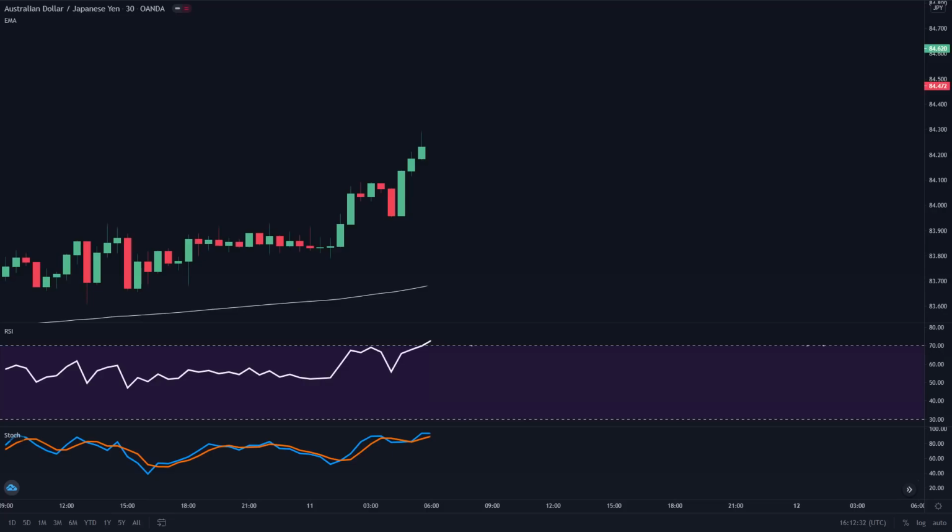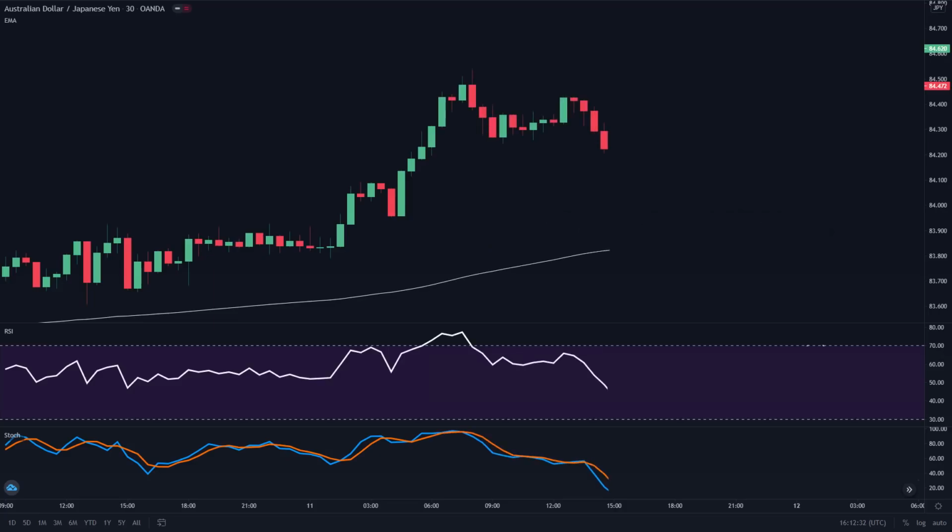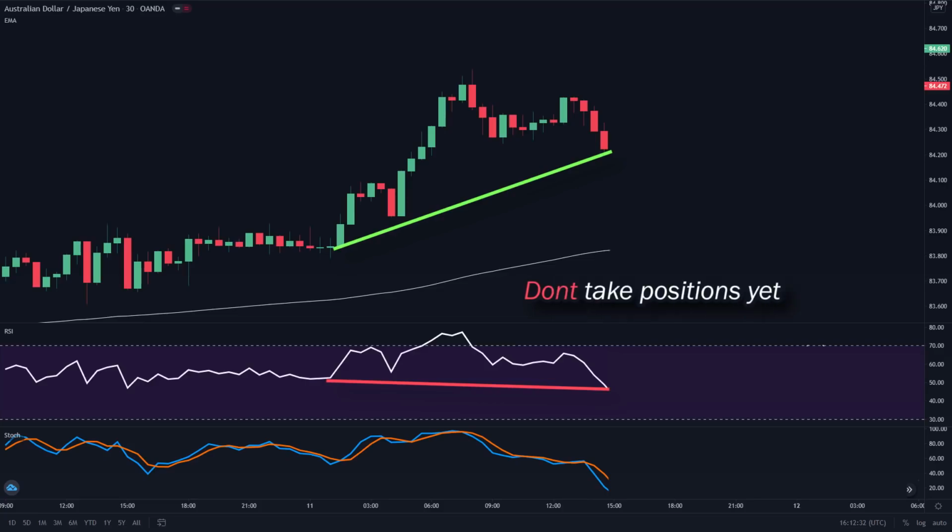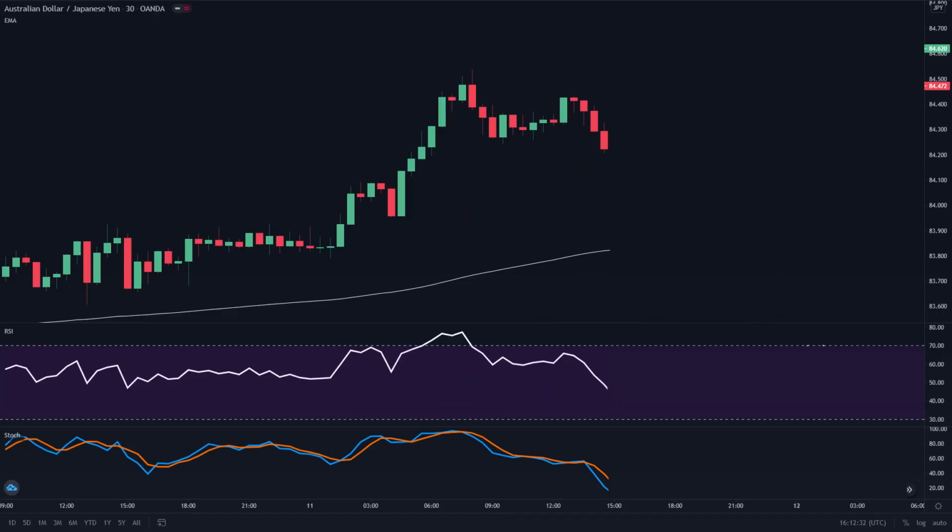So this is how the strategy works. The first step is you want to look at the position of the price. In this case, it's above the 200 EMA, meaning we're searching for bullish hidden divergences. However, once you've spotted the divergence, you don't want to take any positions yet. You need the stochastics to further confirm the signal by waiting for it to cross over upwards. Once this happens, you take a buy position.